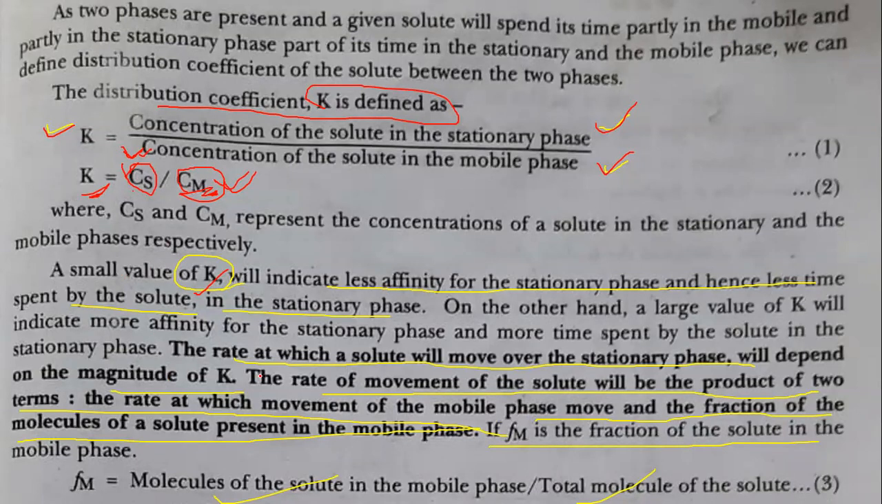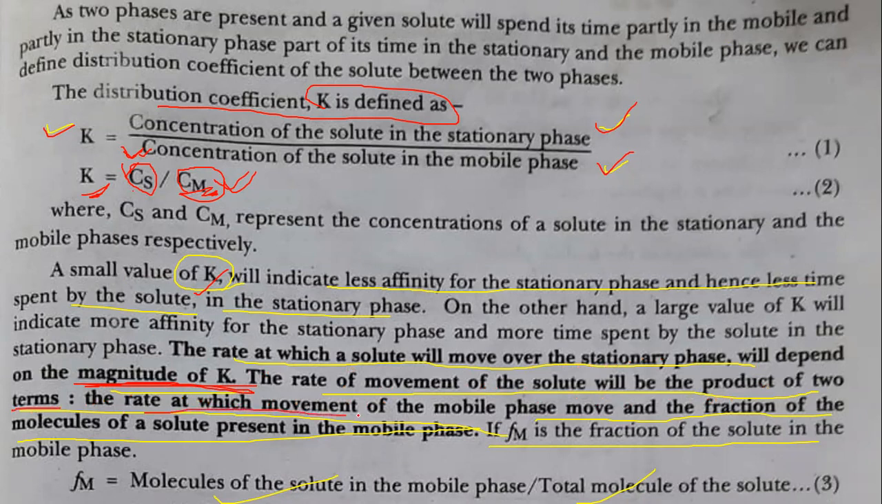Now, the rate at which the solute will move over the stationary phase depends upon the magnitude of K. The rate of movement of the solute will be the product of two terms.